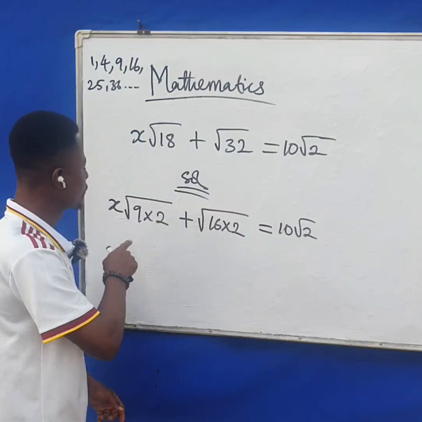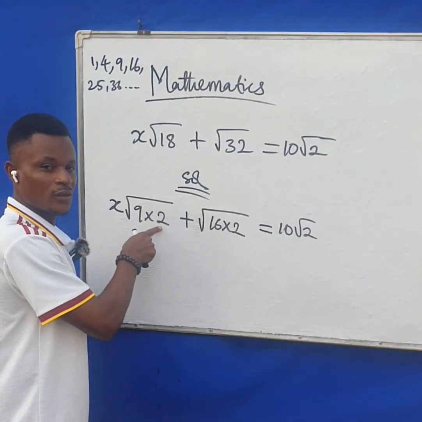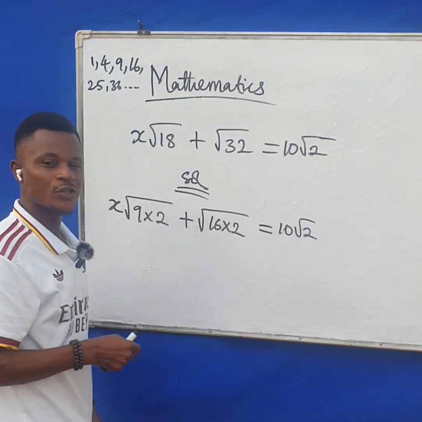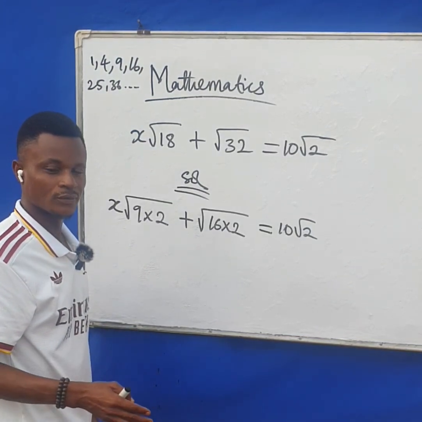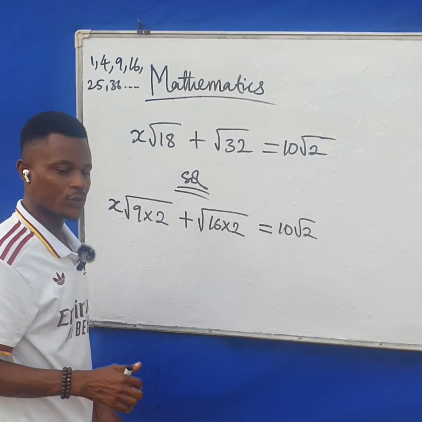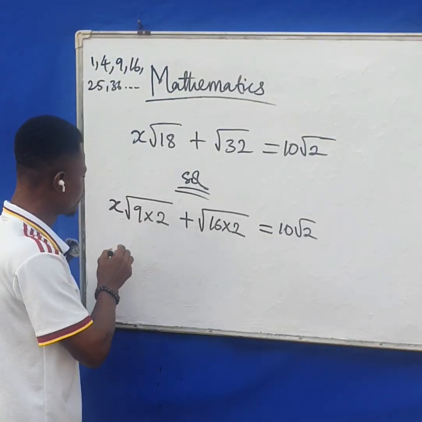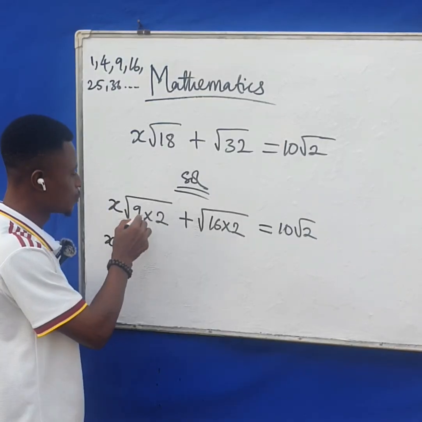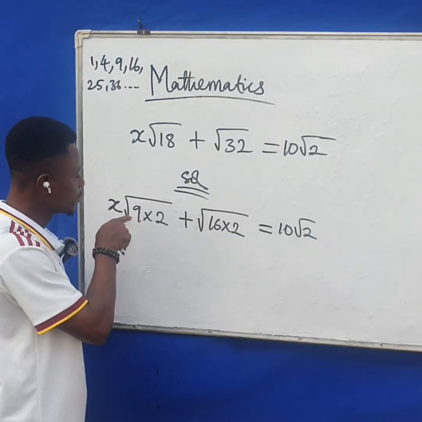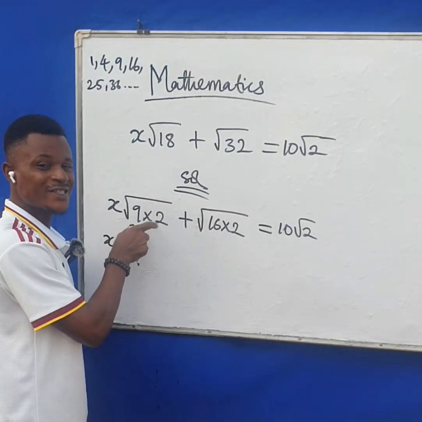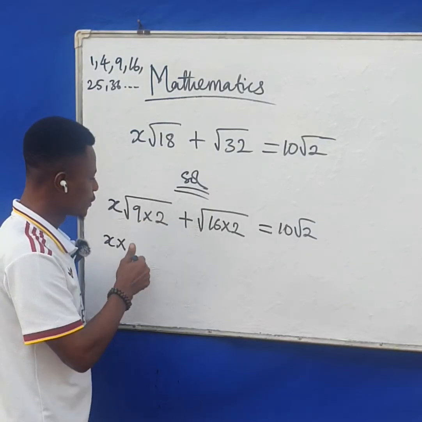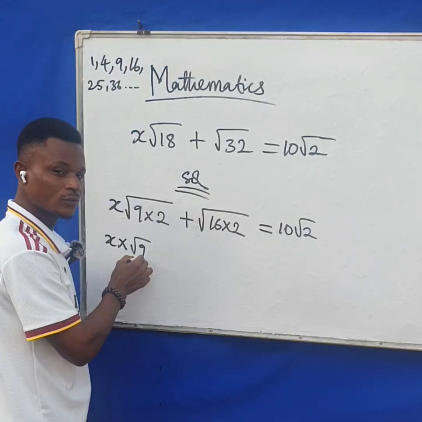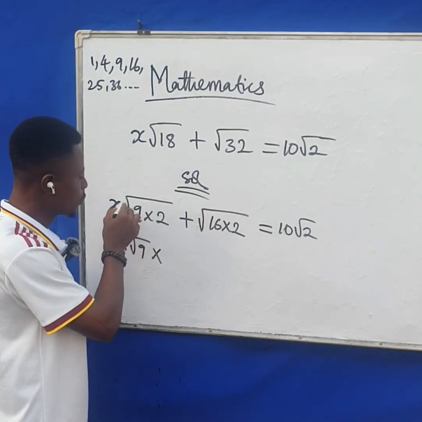Now, because we have these two numbers being multiplied together inside the square root sign, we are going to apply something called the multiplication rule of roots. According to that rule, if you have two numbers being multiplied inside the square root sign, you can simply write it as the square root of the first one times the square root of the second one.